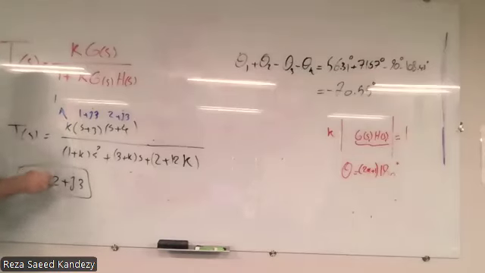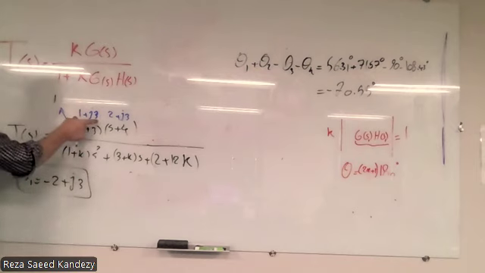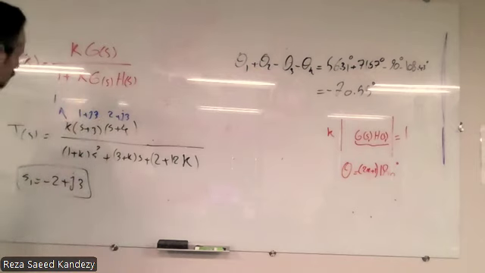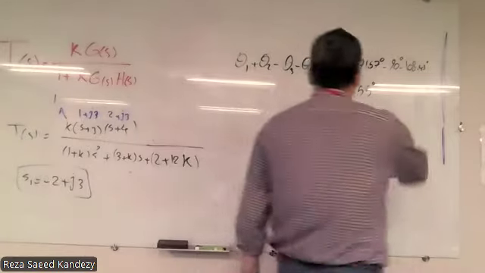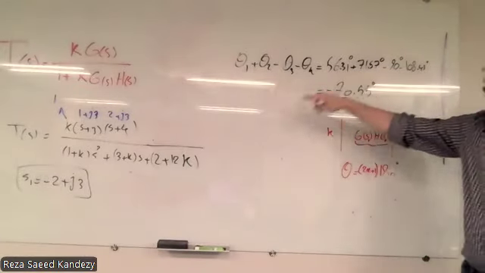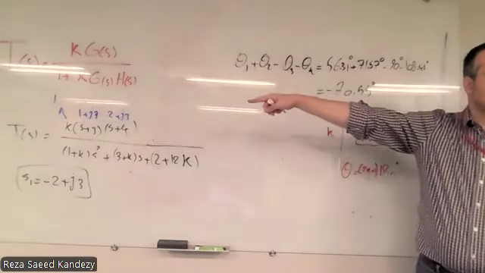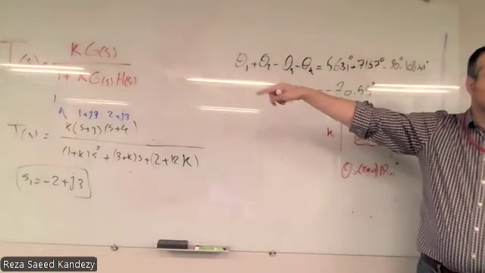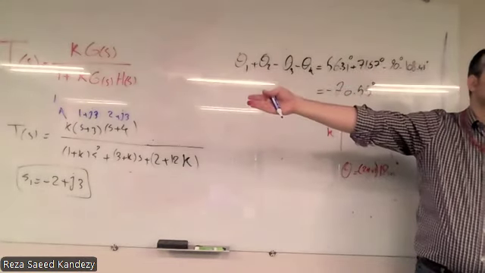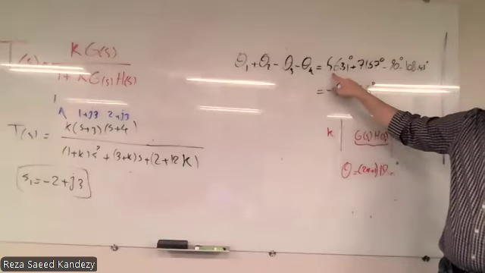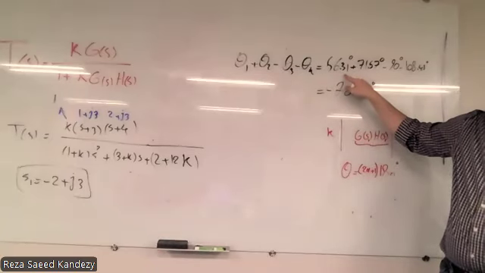And we said we can consider any K. Let's say K is 1, okay? Now, what would happen here? You have a theta here. You could calculate the theta of this 1 plus J3, and the theta is going to be tangent inverse of 3 over 1. So tangent inverse of 3 is going to be 56.31 degrees.